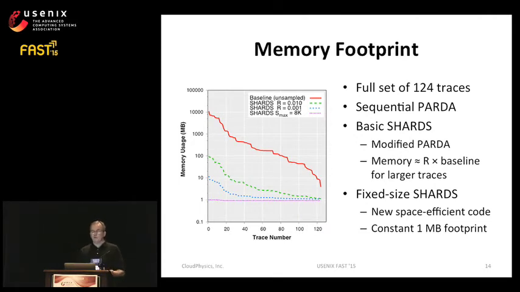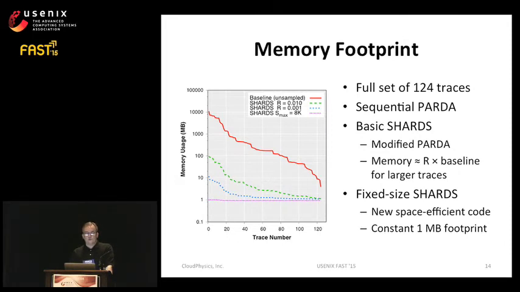As expected for larger traces, memory usage is scaled down by the sampling rate R. You can see this pretty clearly for the leftmost points on the green and blue curves, which are almost exactly 100 times and 1,000 times smaller than the point in red. And you know you're doing pretty well when there's such a large gap on a log scale.